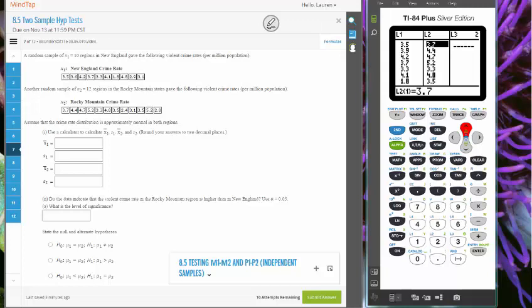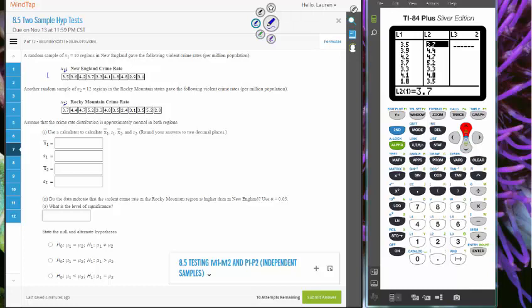In this section, we're testing the difference between two means or proportions. This example has data from New England and Rocky Mountain regions, and they're comparing crime rates. So the first thing to notice is that New England is designated as the first population, and Rocky Mountain is the second, or the first and the second sample, for example.